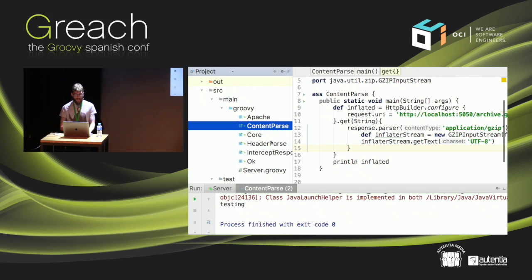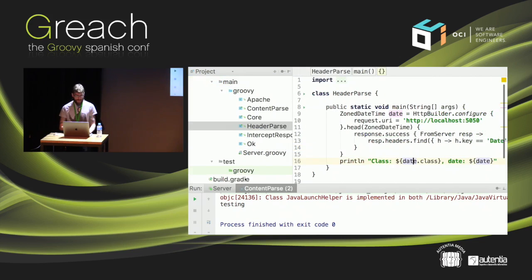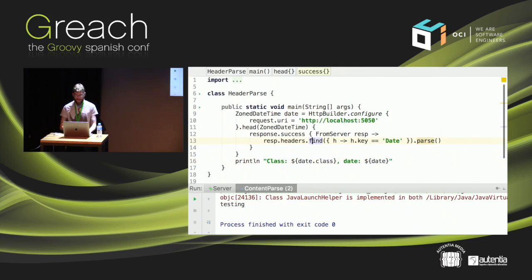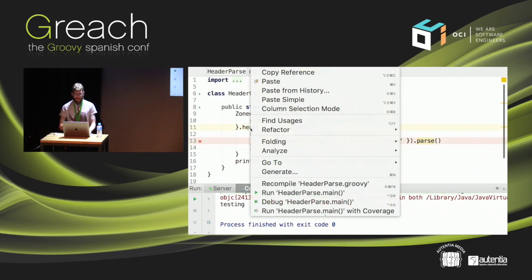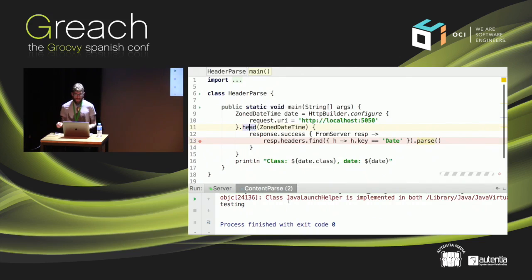Or if I want to check out maybe the way headers are parsed. You remember I've programmed the Groovy server to return a date header. So here as well, you can see how I can basically just freeze into the date parsing, and you'll see that I receive the date header from the request.